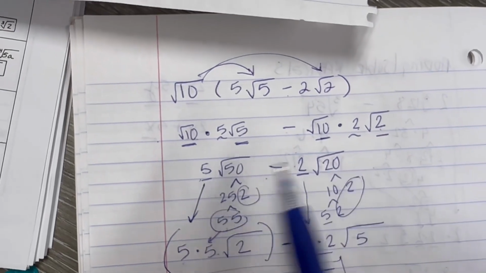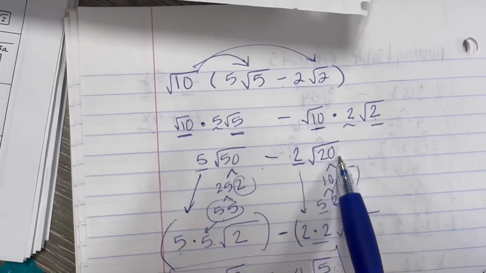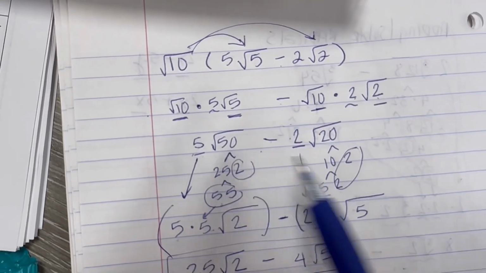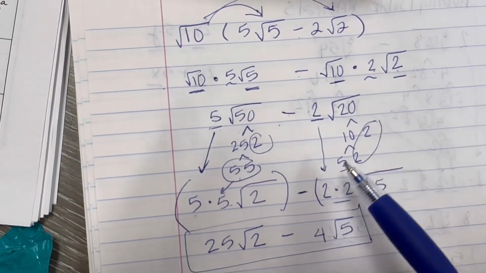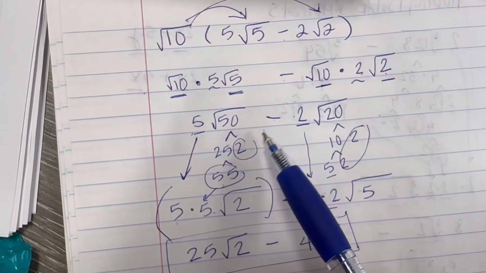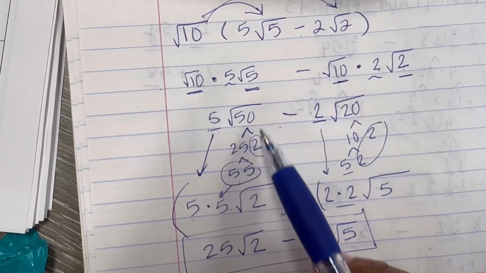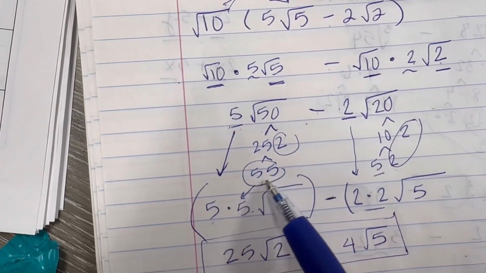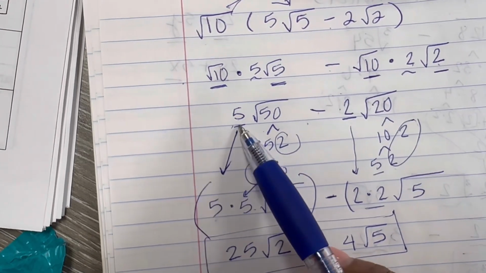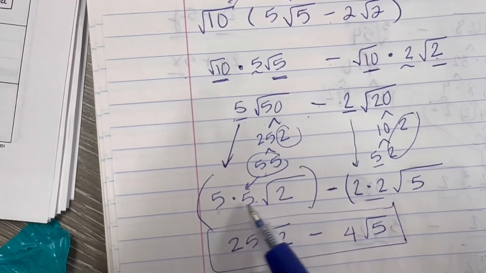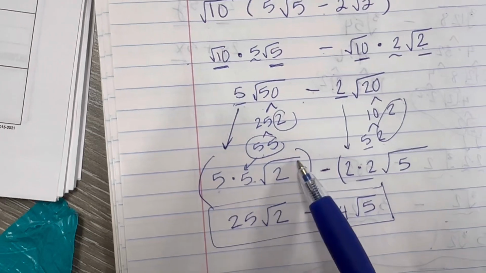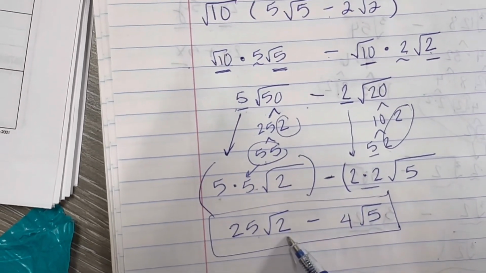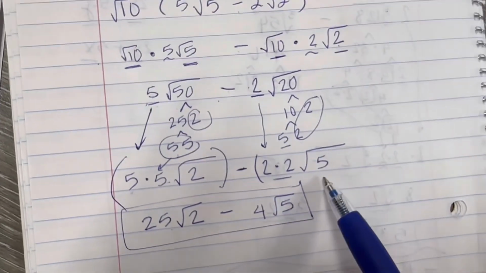You can't subtract these because they're different radicals. So you have to do some factoring to simplify it, like break it out more. We found that 25 times 2 is 50. 5 times 5 is 25. These 5s come out as 1. Bring down this 5. 5 times 5 is 25. Keep this 2 inside. And same thing over here.